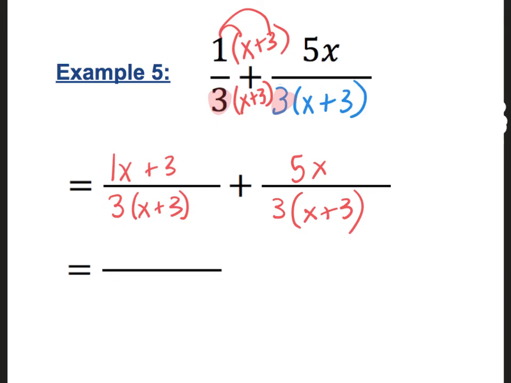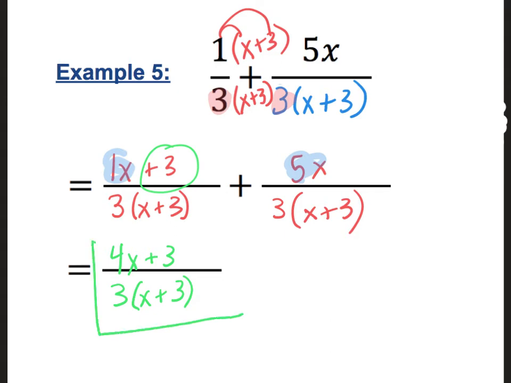So I notice that we have 1x and 5x. 1 plus 5x gives me 4x. And then I notice we have plus 3 all by itself. So it's going to be 4x plus 3 divided by 3 times x plus 3. Now the top is simplified because I can't divide 4 and 3 by a number greater than 1, so I can't cancel anything out, so this is going to be my final answer.